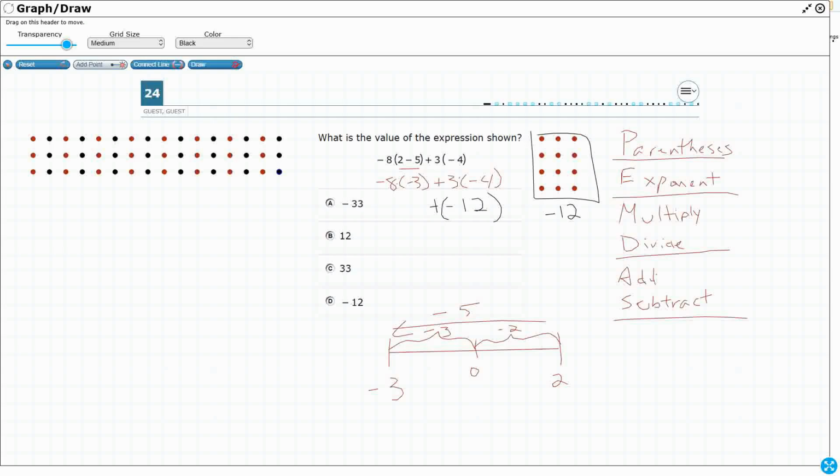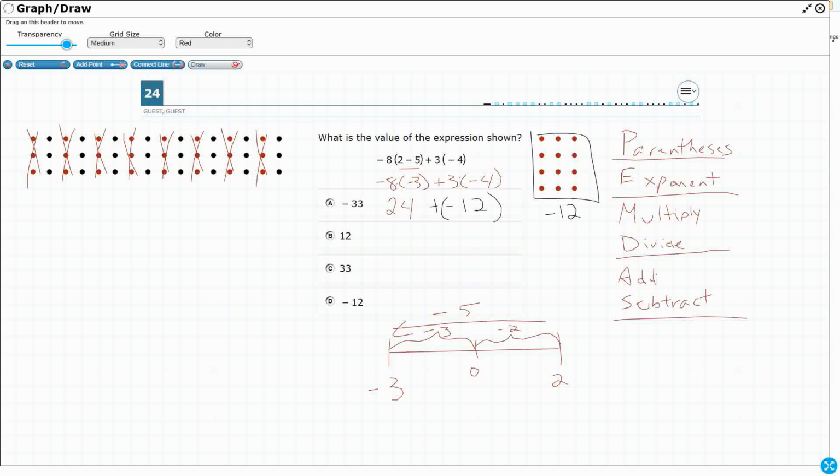Now I can take away my 8 groups of negative 3, and let's see what I've got left. 2, 3, 4, 5, 6, 7, 8. What's left is my 8 groups of positive 3. So that's why when you have two negatives, you make a positive: you're removing the negatives and the positives remain. So this is going to end up being a positive 24.